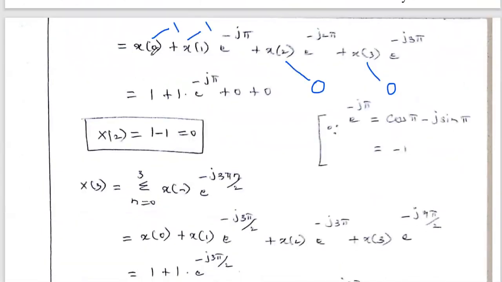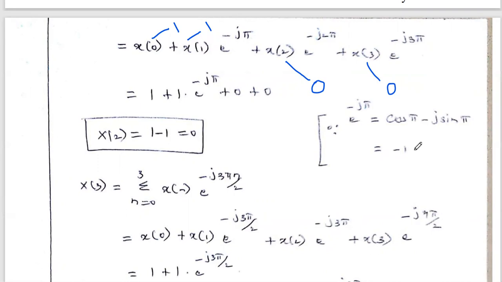So here you see x of 0 is 1 plus x of 1 is 1, 1 into e power minus j pi. The remaining two things are 0. So you just calculate e power minus j pi value separately. What is e power minus j pi? E power minus j pi can be expanded as cos pi minus j sin pi. So here pi is nothing but 180 degrees. So cos 180 degrees, you know the answer, cos 180 is minus 1.